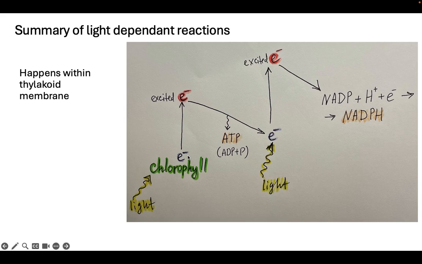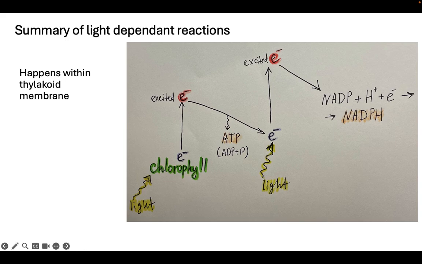So as chlorophyll captures this light, some of the electrons within chlorophyll are going to get excited. That's why I put them in red, to show they're excited. And that means the energy level is going to increase. So it goes from a lower energy level to a higher energy level. And as these electrons are going down in energy level, the energy which is released is going to be used to produce ATP, which is what that bit suggests.